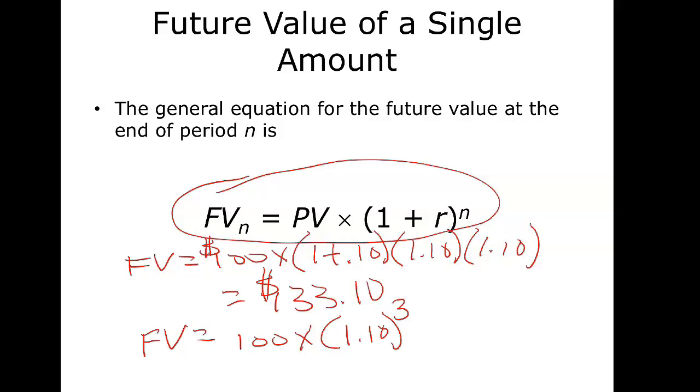So we call this compounding. We're finding the future value of some present value at some interest rate.